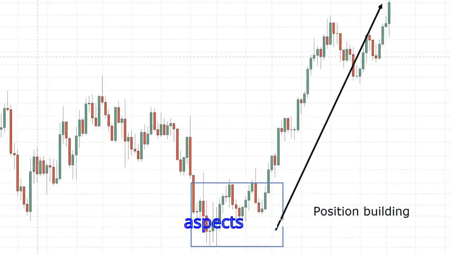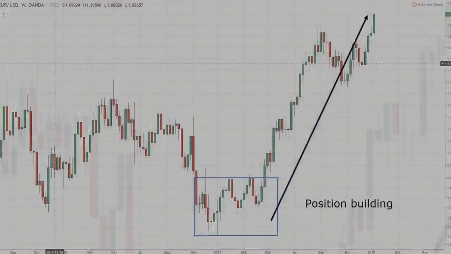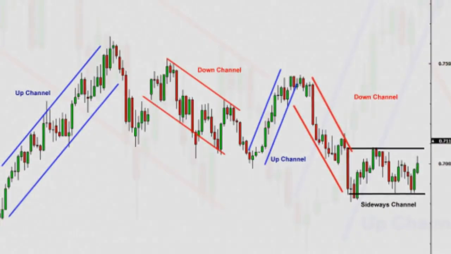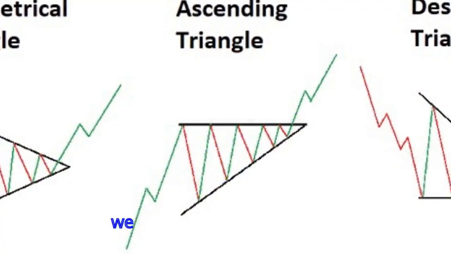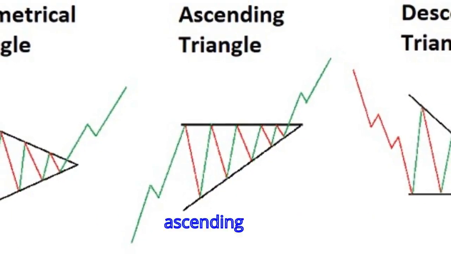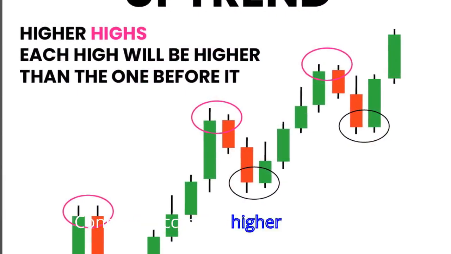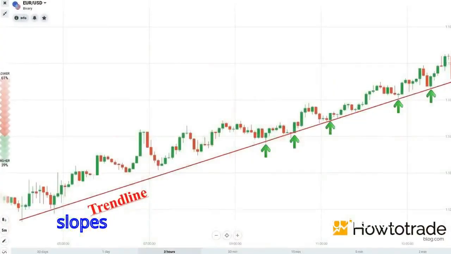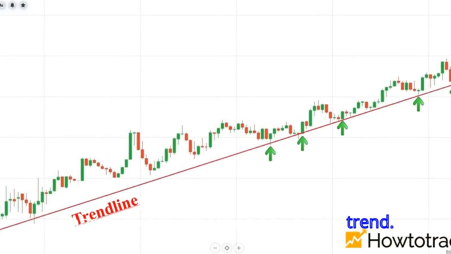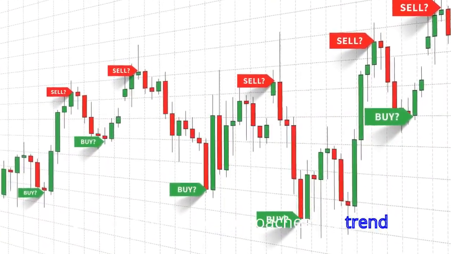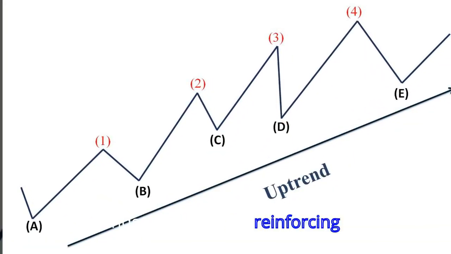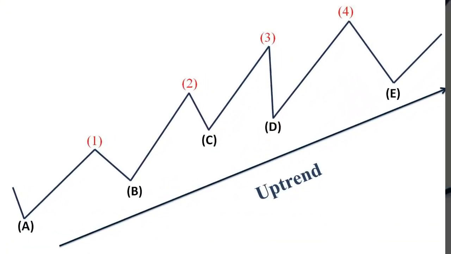Here are key aspects of trendlines in Forex charting. Drawing trendlines. 1. Uptrend line. Here we connect successive higher lows to form an ascending trend line, which can act as dynamic support. Connect successive higher lows on the price chart. Slopes upward, indicating an upward trend. Each time the price approaches the trend line, it tends to bounce off, reinforcing the upward trend.